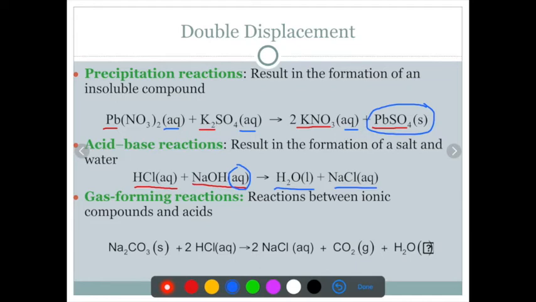Okay, and then the last one, I think, is the most difficult of the three, but this one is the gas-forming reactions. In this, we always do produce water, and I'm not sure why there's a question mark. That should be an L. But we produce water and we produce a gas. So here is our gas. Later, I'll tell you why these are kind of tricky. But that's why we know it's a gas-forming reaction, because it does produce a gas.